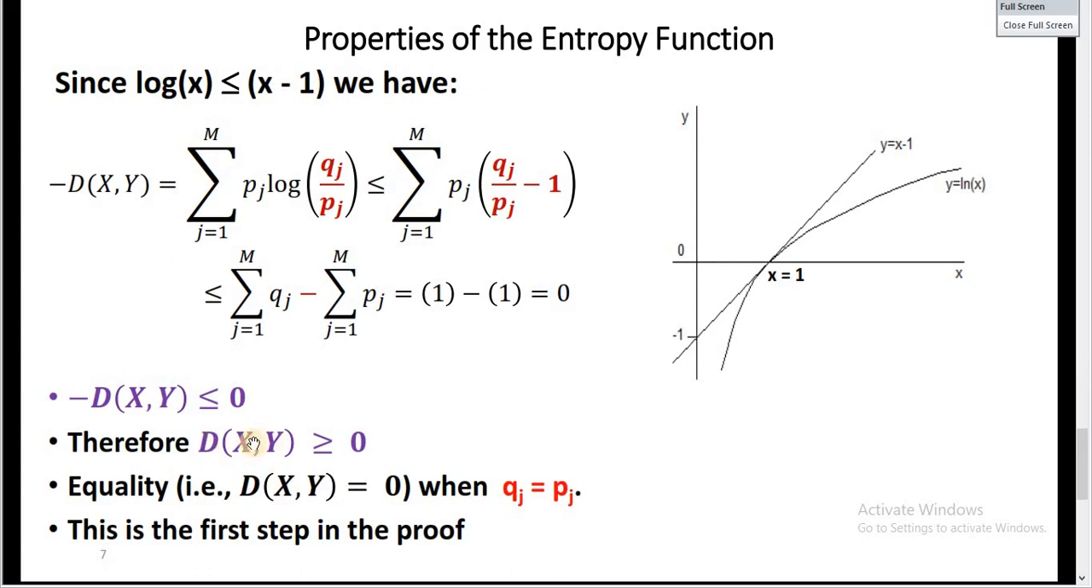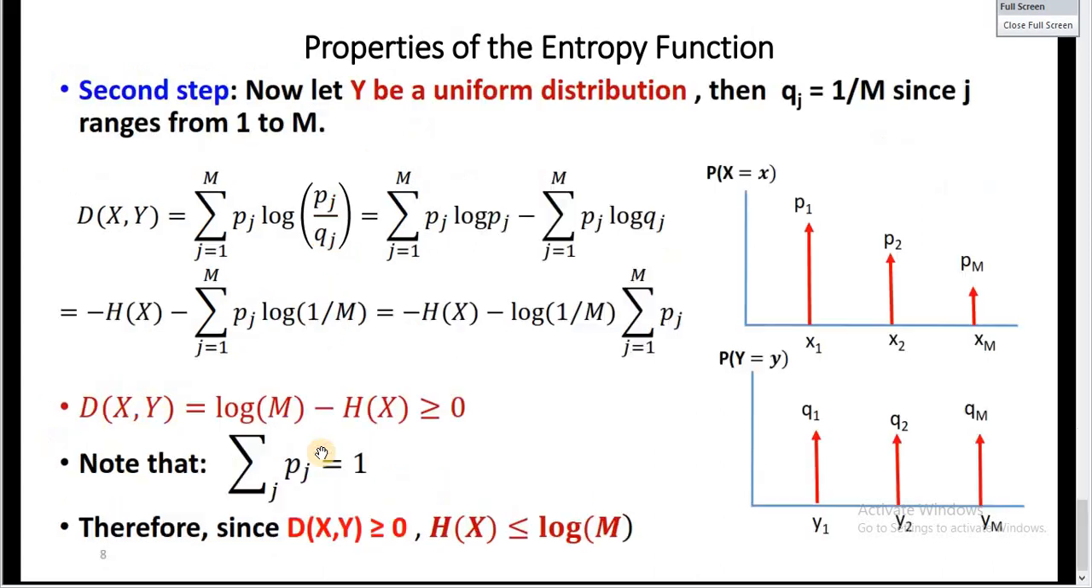So this is the first part in proving that lemma, that the divergence d between distributions x and y is non-negative. Now we come to the second step. Now we let y be a uniform distribution. In this case, we have assumed that the reference distribution is uniform. So let y be a uniform distribution. In this case, the probability for any symbol in this distribution is 1 over m.